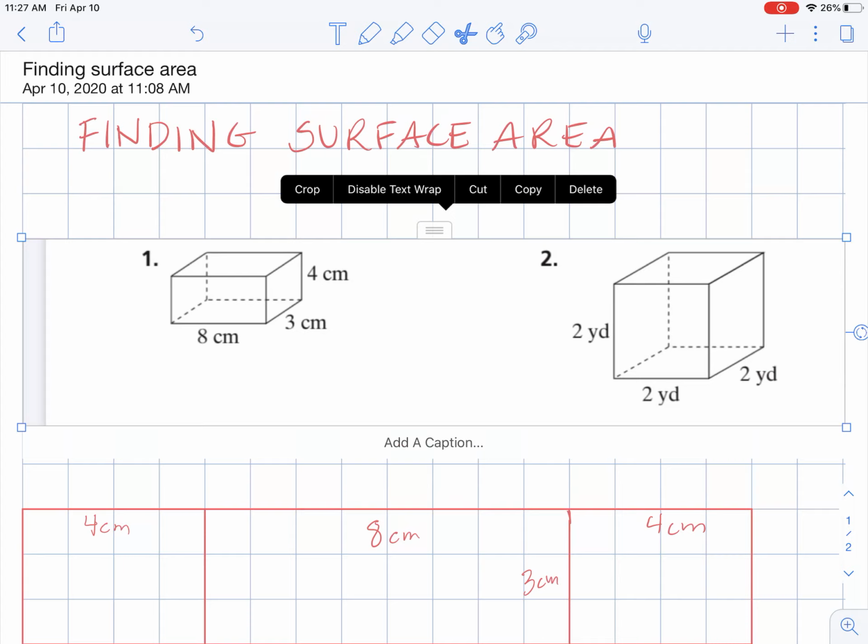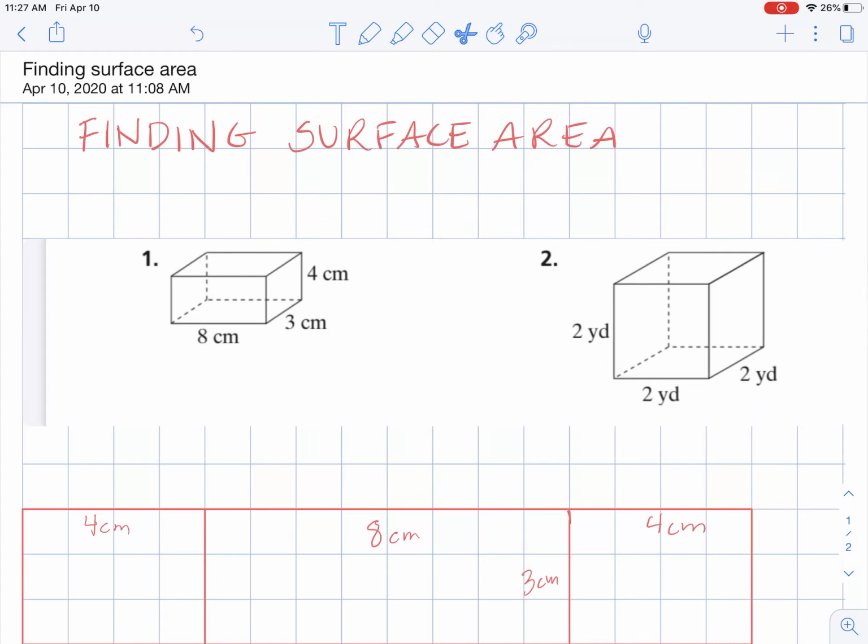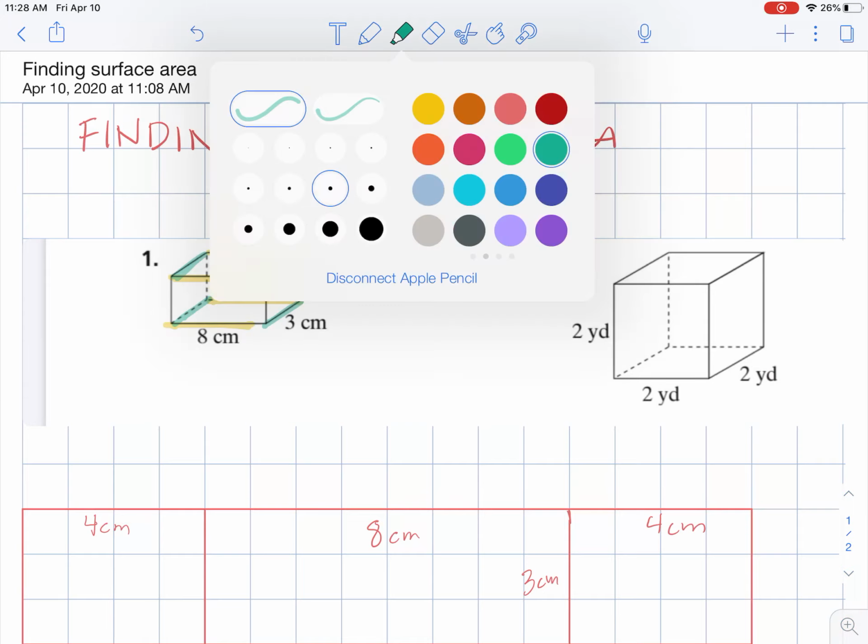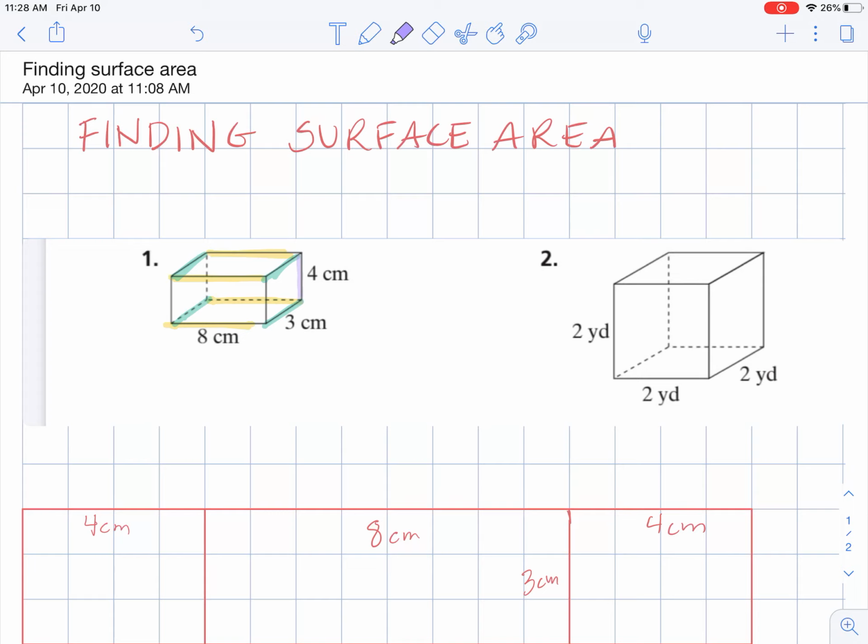So let's start with this very first box, right? It's got an 8 centimeter side, a 3 centimeter side, and a 4 centimeter side. And you guys got to think, even though it only has 3 labels, there are far more edges than that, right? Let me use a highlighter. If this is 8 centimeters, this is 8 centimeters, and this is 8 centimeters, and this is 8 centimeters, right? And if this is 3 centimeters, so is this, so is this, and so is this. And if this is 4 centimeters, so is that, and that, and that.